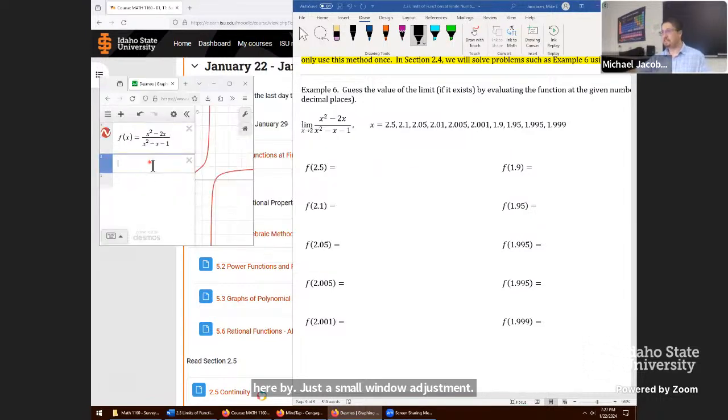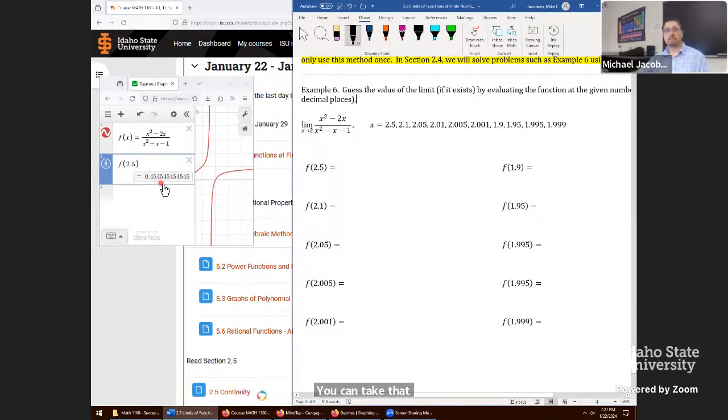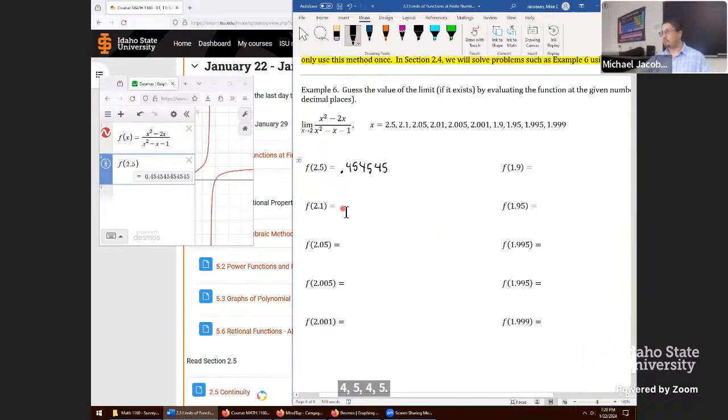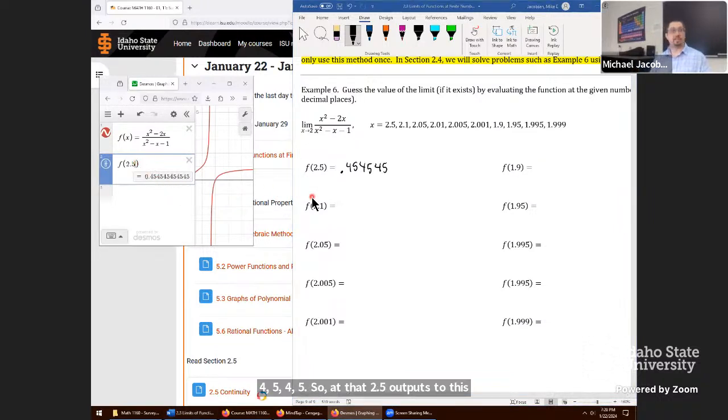Okay, I think I'm all set up. So now let's begin. So F of 2.5. You can type that in directly, get a value out. And it wants 6 digits, and it says accurate to 6 decimal places. So we'll just copy in 0.454545. So F at 2.5 outputs to this value. Now we go to 2.1. Here we just write that in. It updates immediately for us, kind of reminiscent of Excel. This would be pretty easy to do in Excel as well, if that's your preferred environment.